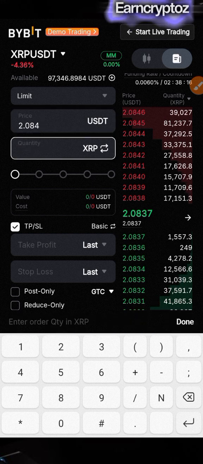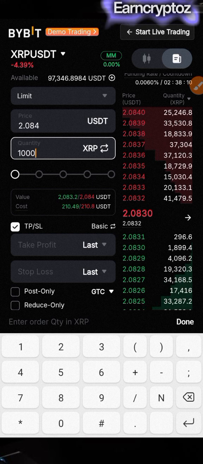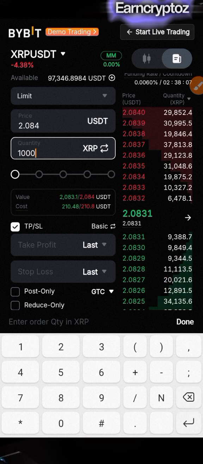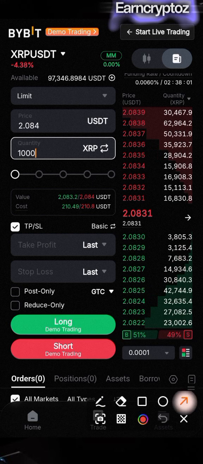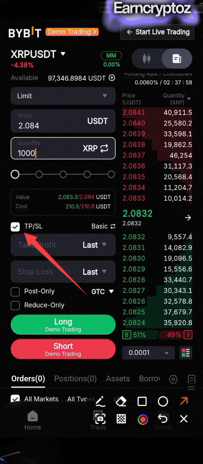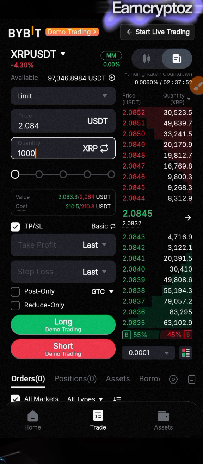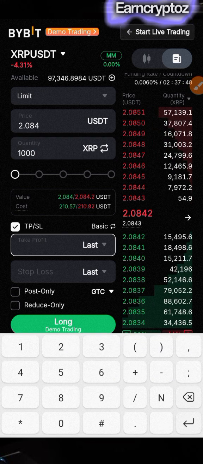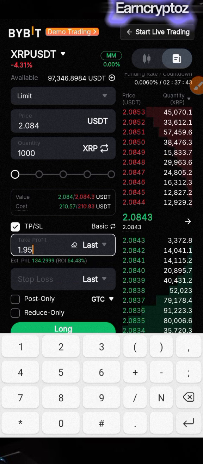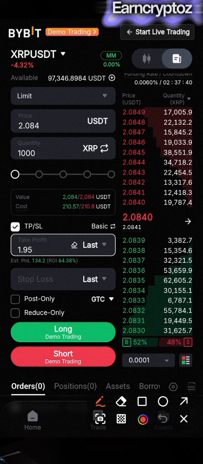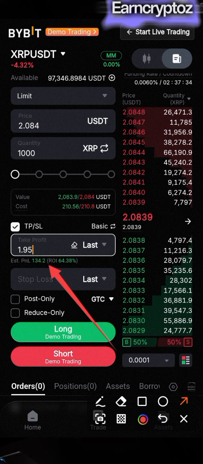So the next thing is to enter the quantity you want to trade, and then the next thing is to enter the take profit and the stop loss price. So you can see the box for TP and SL. If it is not checked, make sure you click on that box so that it will open the place for you to enter the TP and SL. So let's say our TP is 1.95. You're going to see the exact amount you're going to profit if the trade goes in your favor under here. As you can see, that's 134.2.